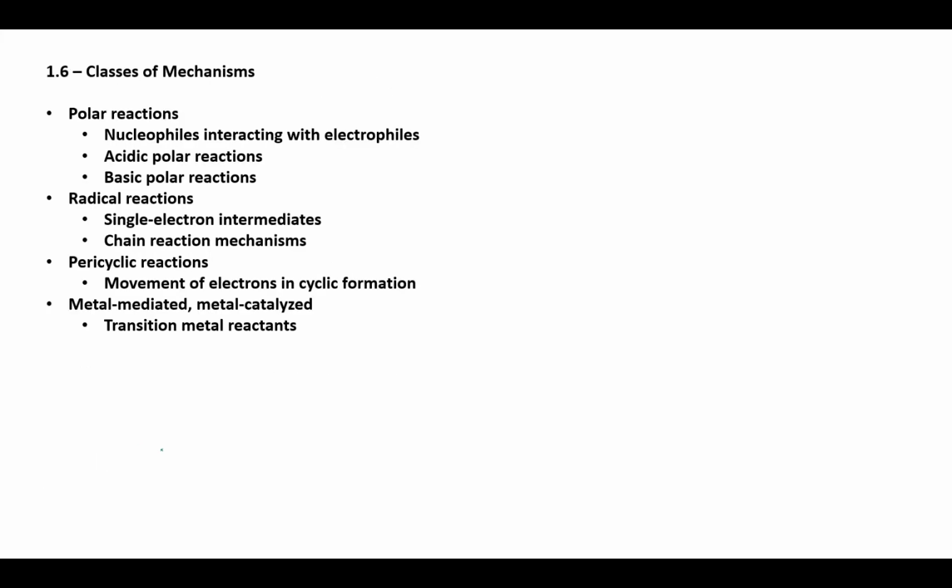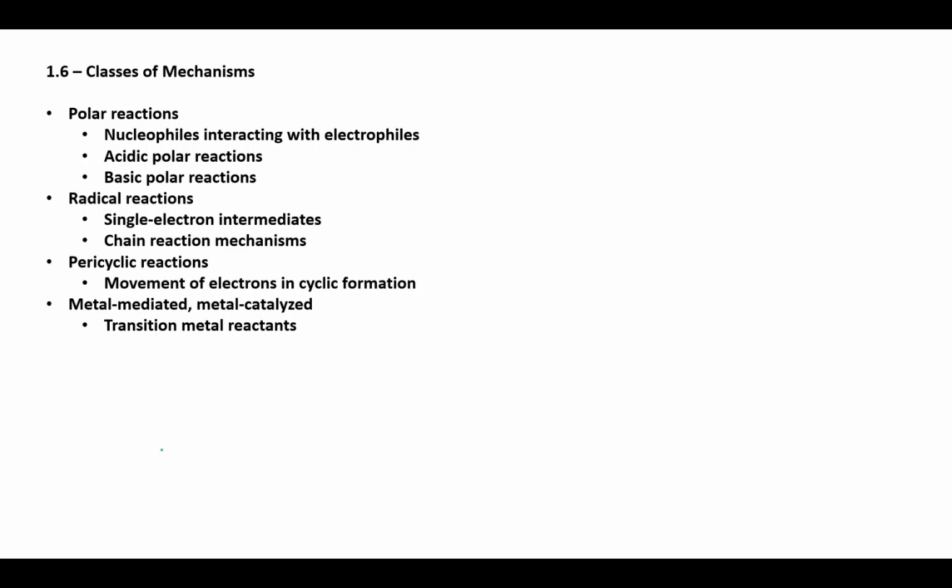Okay, here we go. Classes of mechanisms. So we have the types of reactions that can happen, right? Addition reactions, elimination reactions, substitutions, etc. Each one of those can be through one of these types of reactions, right? We can do acid-base reactions or polar reactions. We can do radical reactions.